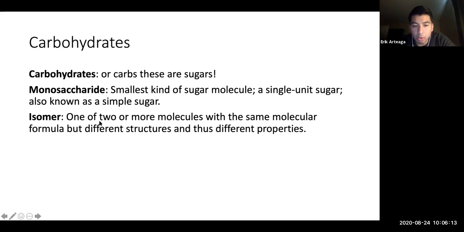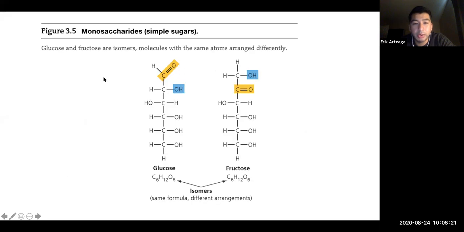Isomer: one of two or more molecules with the same molecular formula, but different structures and thus different properties. We'll see that right now in this diagram. Glucose and fructose are isomers. Both of these molecules have the same chemical formula, C6H12O6. So glucose has the exact same elements, the exact same carbon, hydrogen, and oxygen concentrations in each molecule. An isomer refers to the same formula but different arrangement.